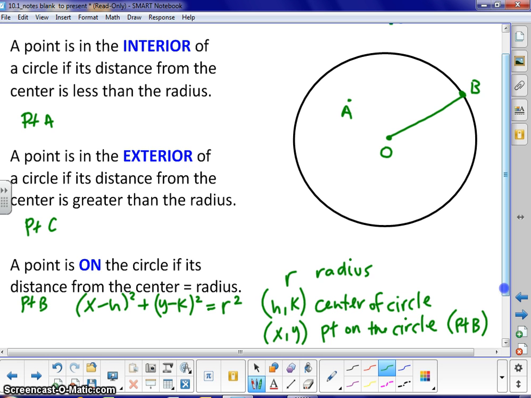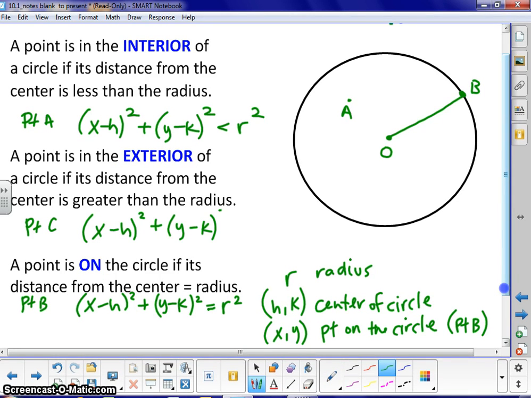Now, for point A, how would we describe it using the same type of equation? (x - h)^2 + (y - k)^2. Still, x and y is going to represent the point on the inside, which is point A. And this one is going to be less than r^2, which makes sense because it's going to be smaller than any radius that's on the circle or any point that's on a circle. And then finally for this one, we have (x - h)^2 + (y - k)^2 is going to be greater than r^2.